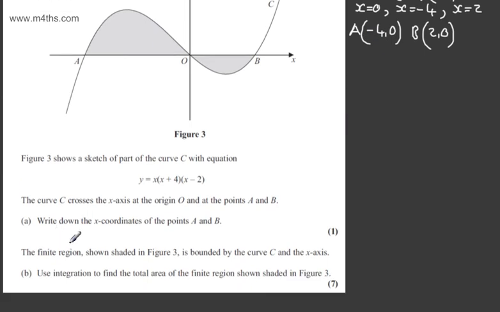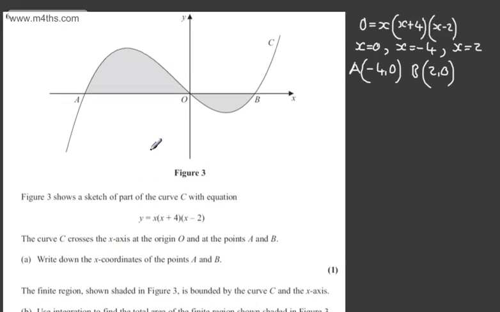We're now told the finite region shown shaded in figure 3 is bounded by the curve C and the x-axis. In part B, for 7 marks, we need to use integration to find the total area of the finite region shown shaded in figure 3. What I'm going to do now is take the integral from minus 4 to 0 and add it to the integral from 0 to 2. When I add it, I need to ensure that I'm taking the modulus, or the absolute value of my integral, as this is going to give me a negative value as it's below the x-axis.